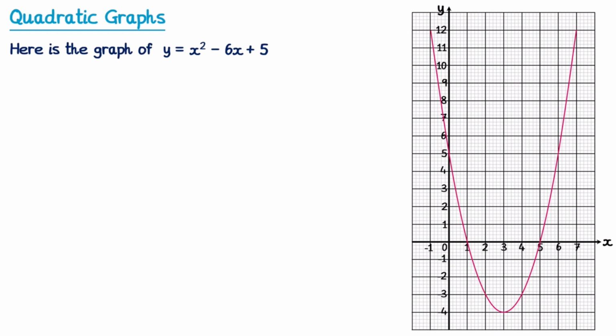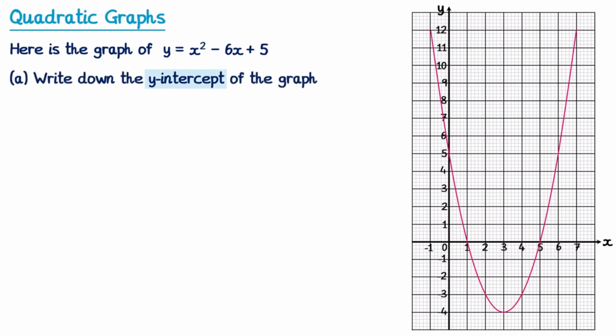Now let's look at a graph that's already been drawn, and ask some questions about it. So for this one, here is a graph of y equals x squared minus 6x plus 5, and we're going to answer the following questions. Write down the y-intercept of the graph. So the y-intercept is where the graph crosses the y-axis. The y-axis is the vertical one labelled y, so we can see the graph crosses it here. That's at point 5, so the answer to the question, the y-intercept, is 5.